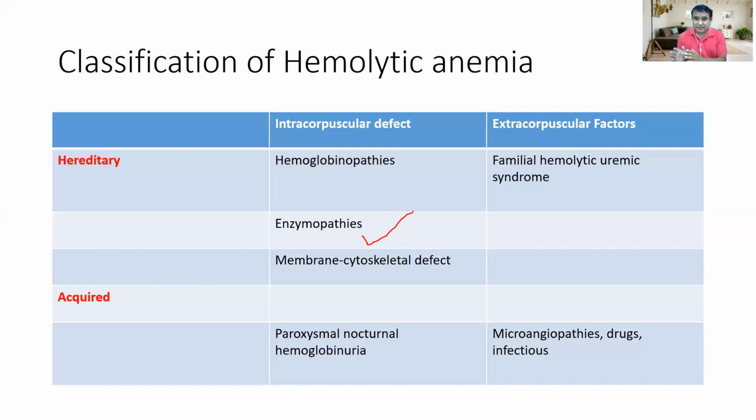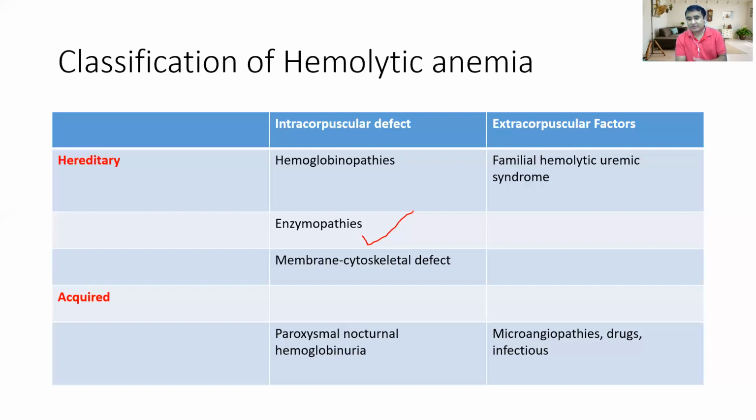There are some conditions where the RBC is functioning properly. The RBC has normal hemoglobin, normal enzymes, and a normal membrane cytoskeleton, but there is a problem in the circulation in the blood vessels. One hereditary condition where there is a problem in the extracorpuscular region is familial hemolytic uremic syndrome.